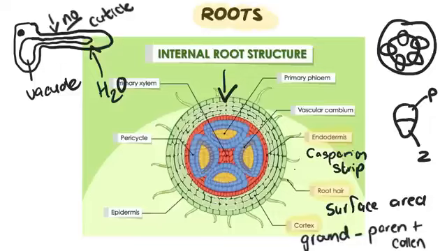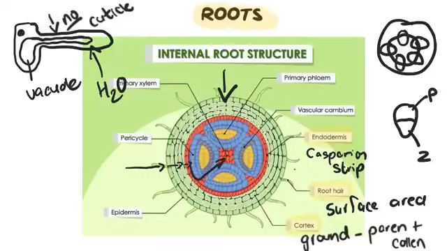Now, again, I'm going to elaborate this more when we do transport of water in plants, but essentially, water is going to go from the outside soil into the root hair, through the cortex, through the endodermis, around the Casparian strip, and then into the xylem.